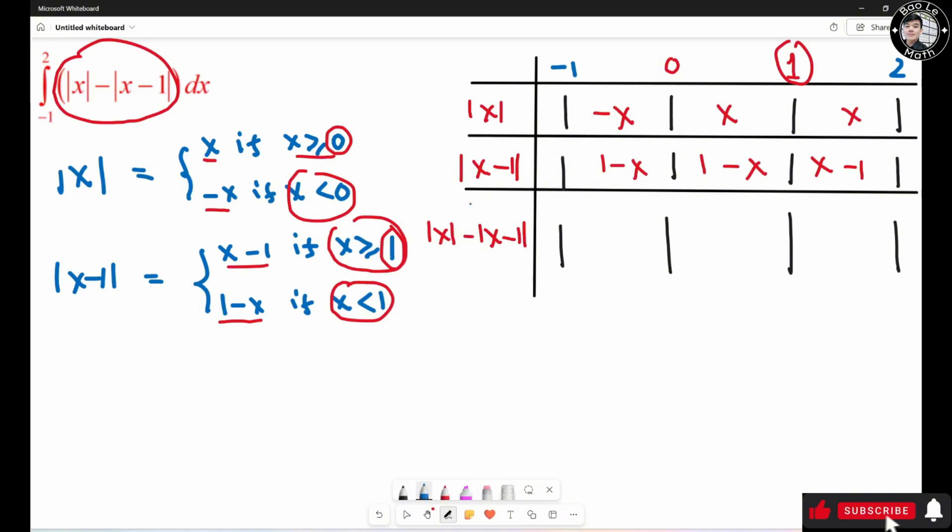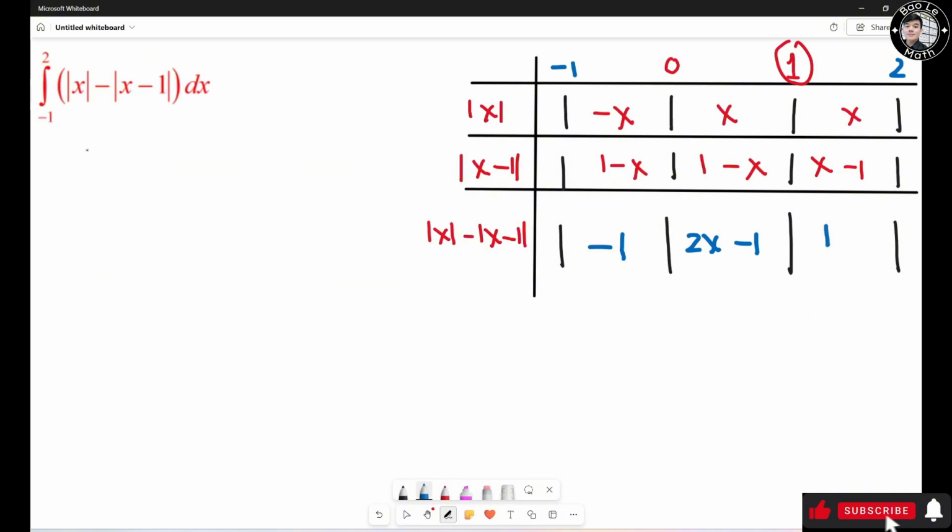Now we need to subtract this one vertically, right? So negative s subtract 1 minus s, it should be negative 1, right? This guy subtract this guy, it should be 2s minus 1. This guy subtract this guy should be 1, right? Now this integral becomes the integral from negative 1 to 0, right? The answer is only negative 1, right? So we put negative 1 right here, ds.